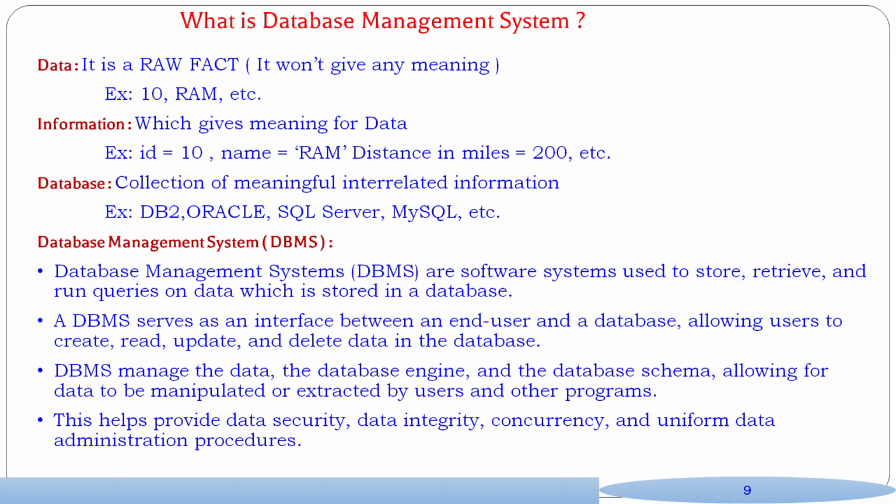The second one is data integrity. Data integrity means whatever data we are storing in the database, the same data should be available in the database. It should not be modified in the database. Concurrency means that at the same time, concurrent users can access the data from the database, and uniform data administration procedures.